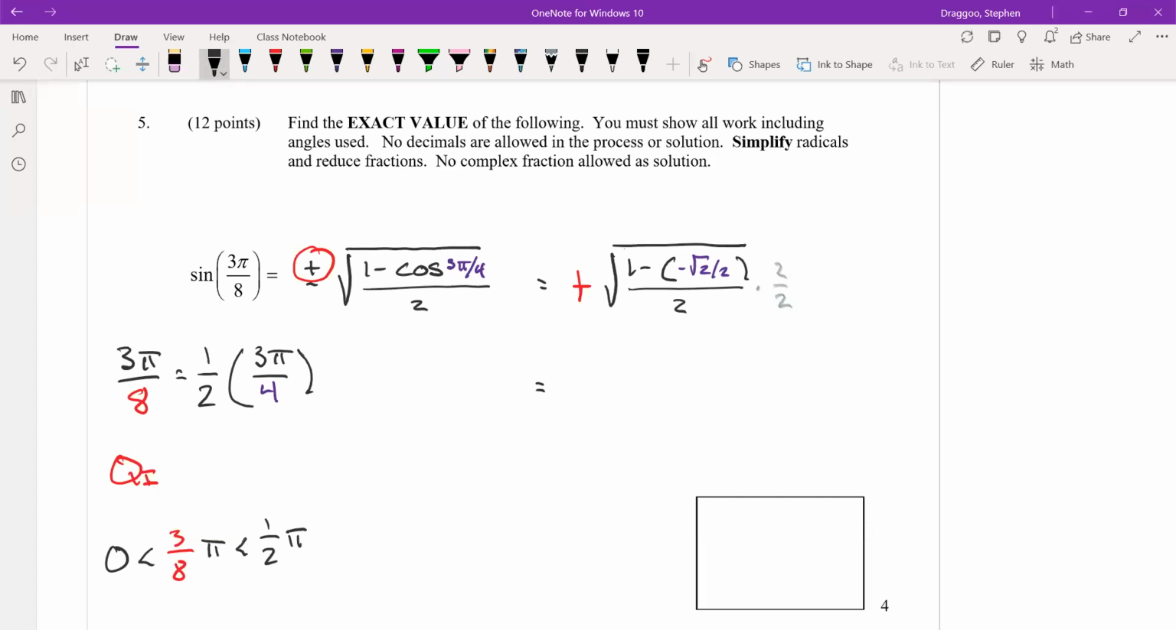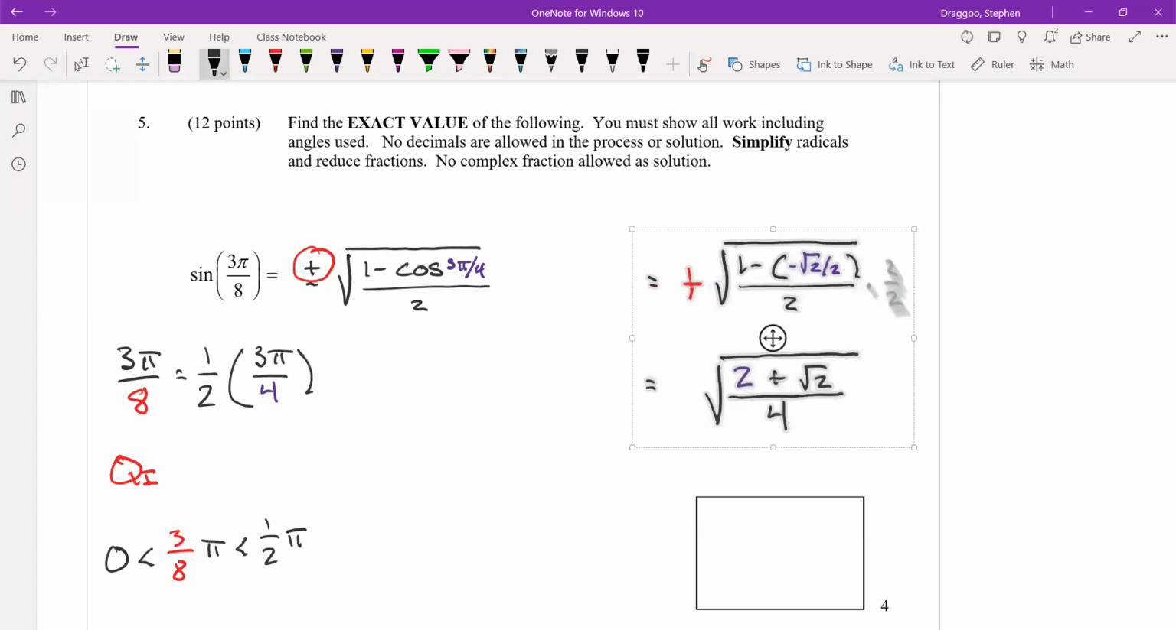Multiply top and bottom by 2 to get the square root of 2 plus the square root of 2 all over 4, which in turn simplifies to the square root of 2 plus the square root of 2 all over 2.